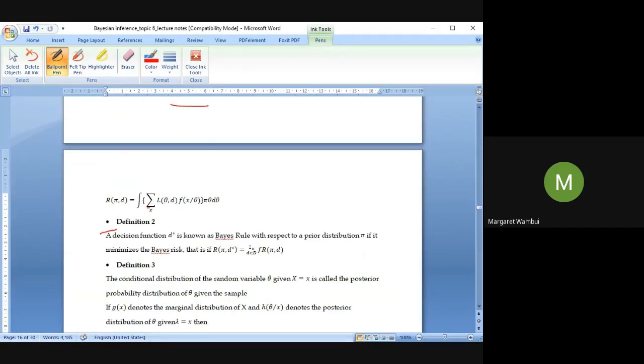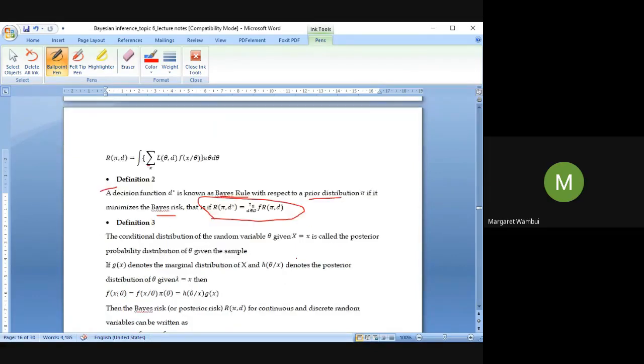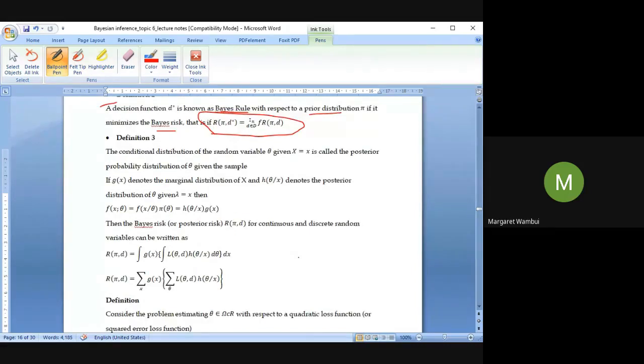So decision 2, another definition: a decision function D is known as a Bayes rule with respect to a prior distribution pi if it minimizes the Bayes risk. I think I had already mentioned this; it could be a repetition. But I have the conditional case: the conditional distribution of the random variable theta given X equal to x is called the posterior distribution.